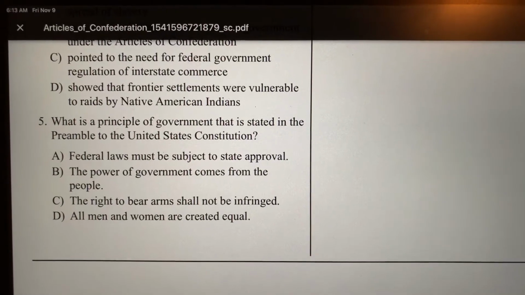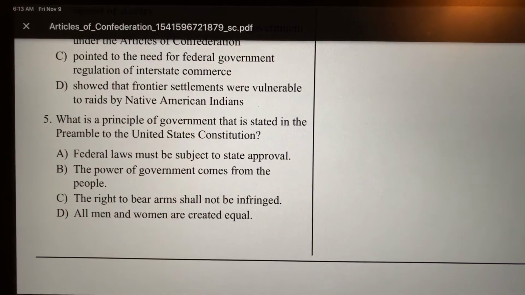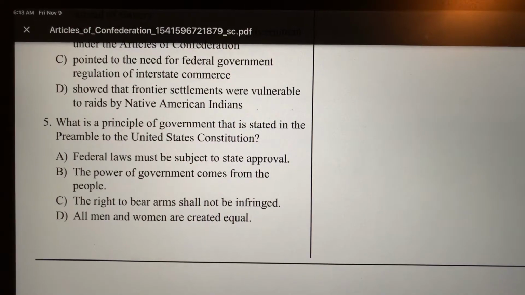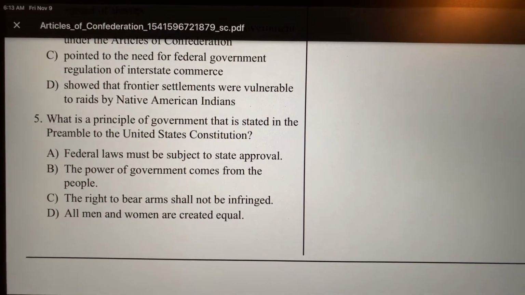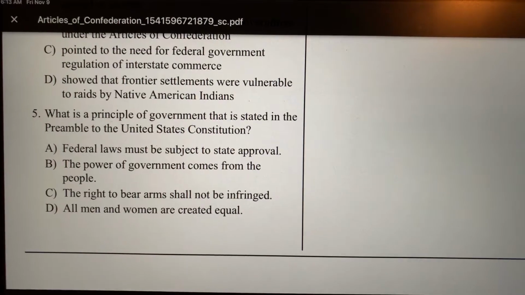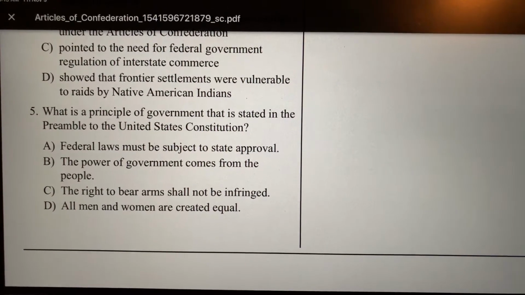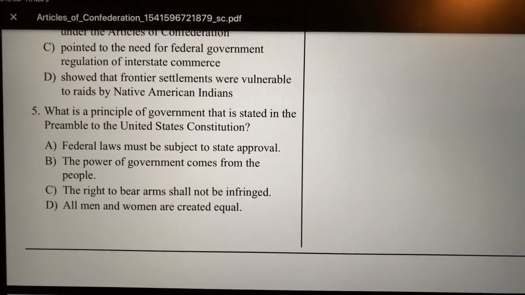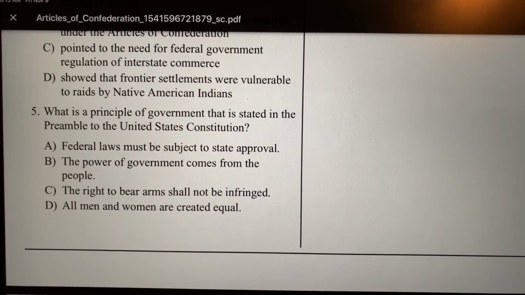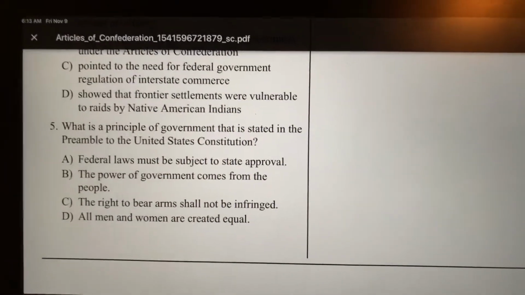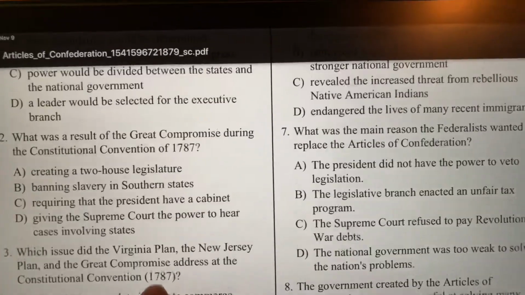Number 5. What is a principle of government that is stated in the preamble to the United States Constitution? A. Federal laws must be subject to state approval. B. The power of government comes from the people. C. The right to bear arms shall not be infringed. Or D. All men and women are created equal.